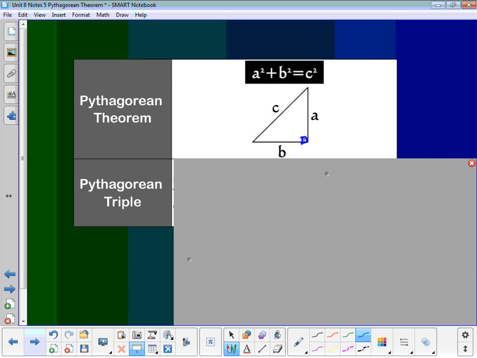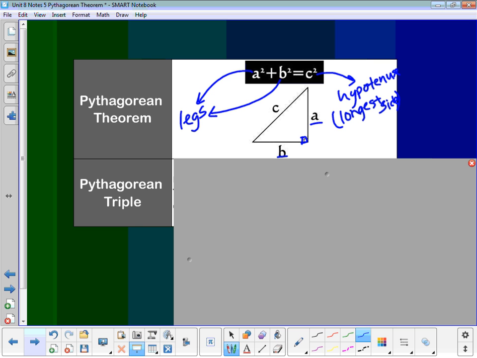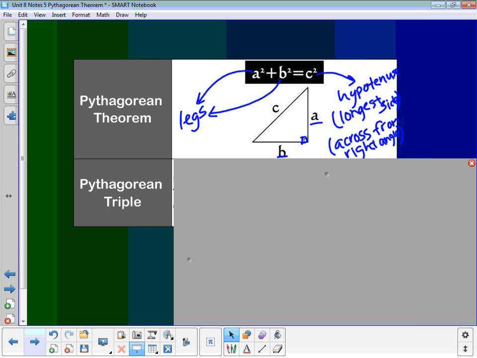Now, the one thing we have to be careful of is that the two sides that go together to be added, this A right here and B right here, these are the legs of the triangle, and C is always the hypotenuse. Now, if you don't remember that word hypotenuse, that just means that it's the longest side. It also means that it's across from the right angle. Okay, so that's what the Pythagorean theorem is.